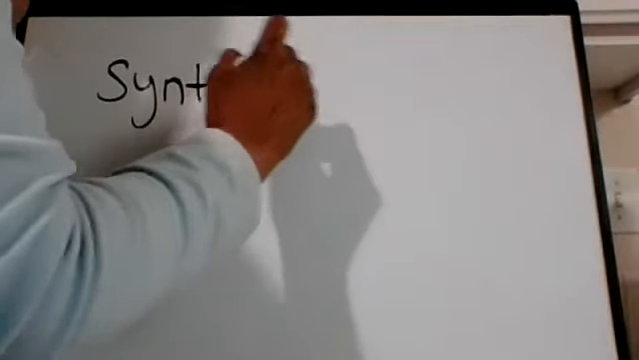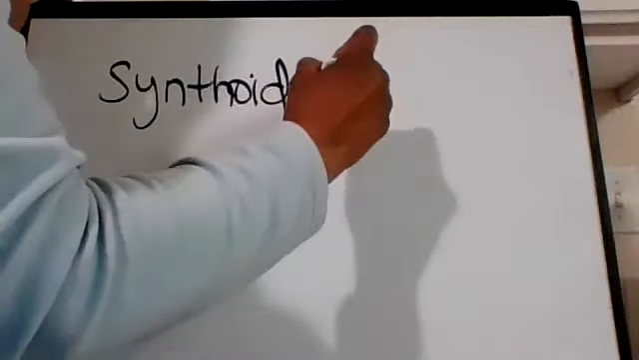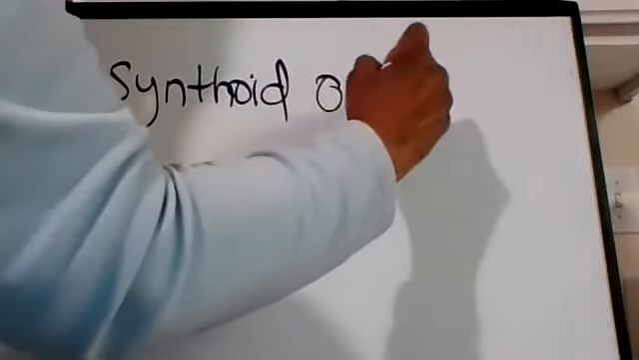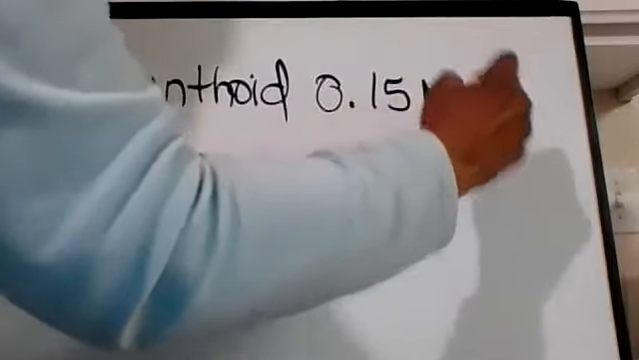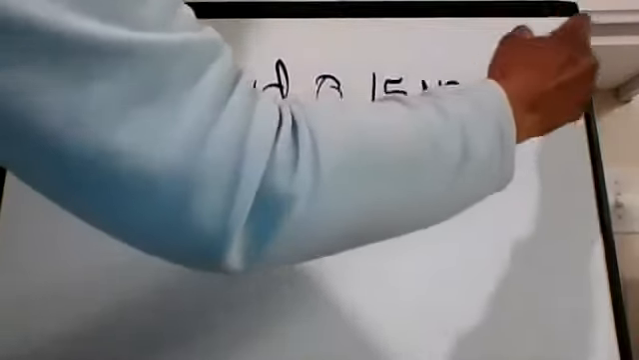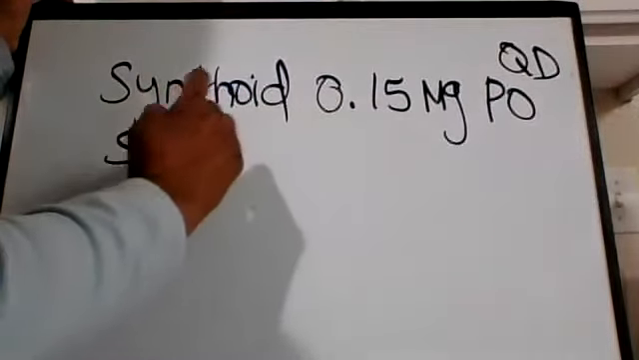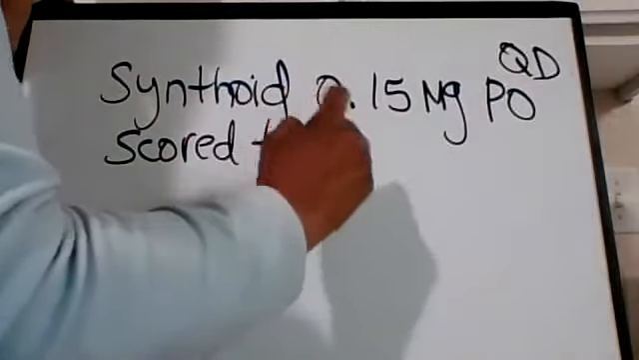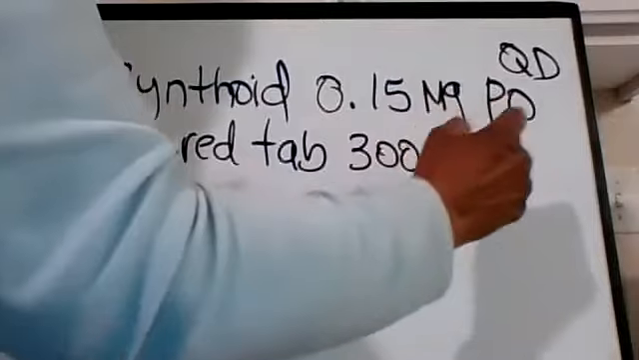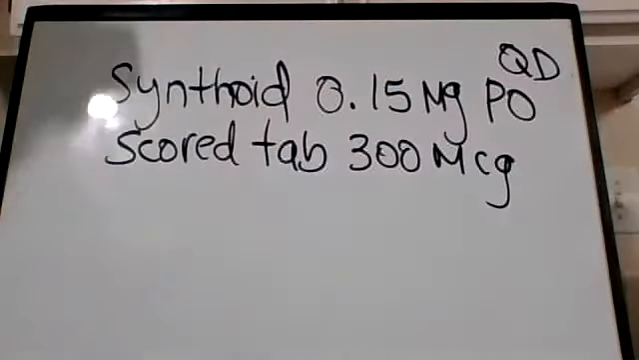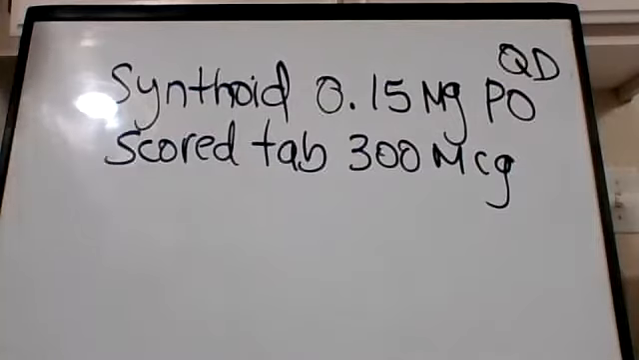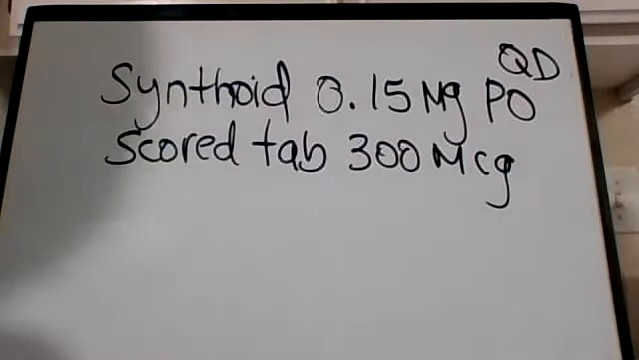Number 4 is Synthroid, which is a thyroid medication. The generic is Levothyroxine. Synthroid, 0.15 milligrams PO QD every day. What we have available are scored tabs at 300 mcg. Let's work those out, folks.